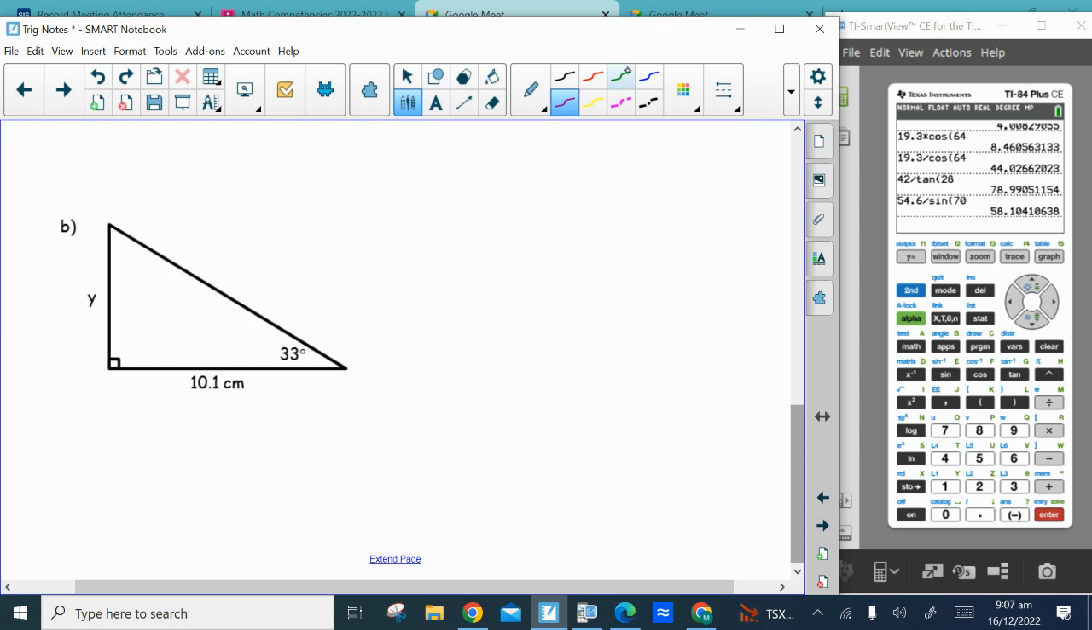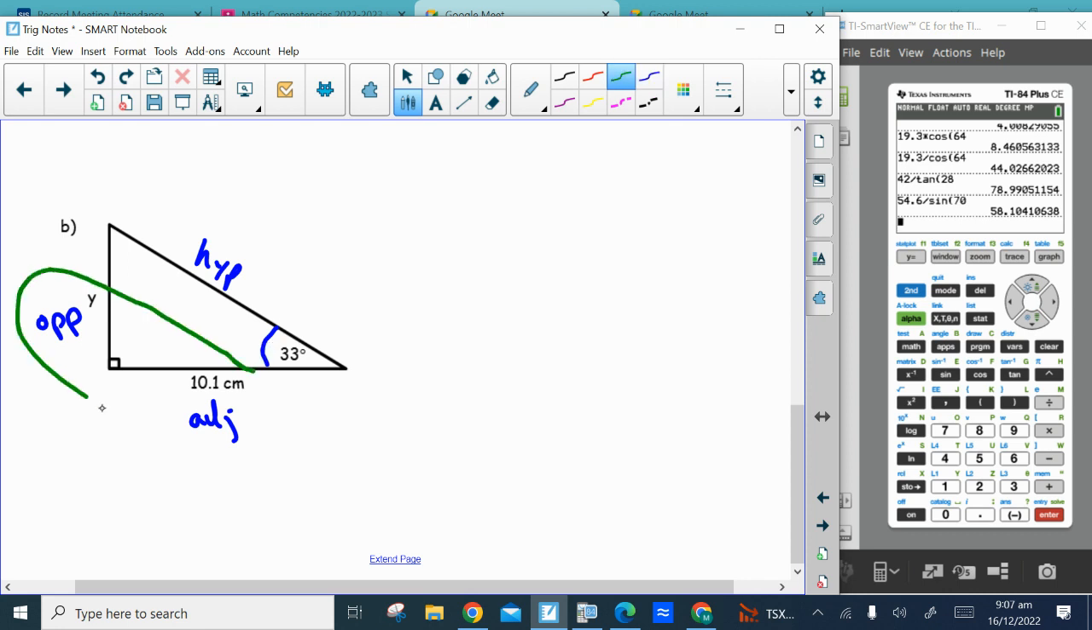All right. Start by labeling the sides. The side across the right angle is always the hypotenuse. We're given that angle of 33 degrees. The side across from that is the opposite. The third side is the adjacent. We're given the angle 33 degrees, so we're going to use that angle. So the side across from that is the opposite.